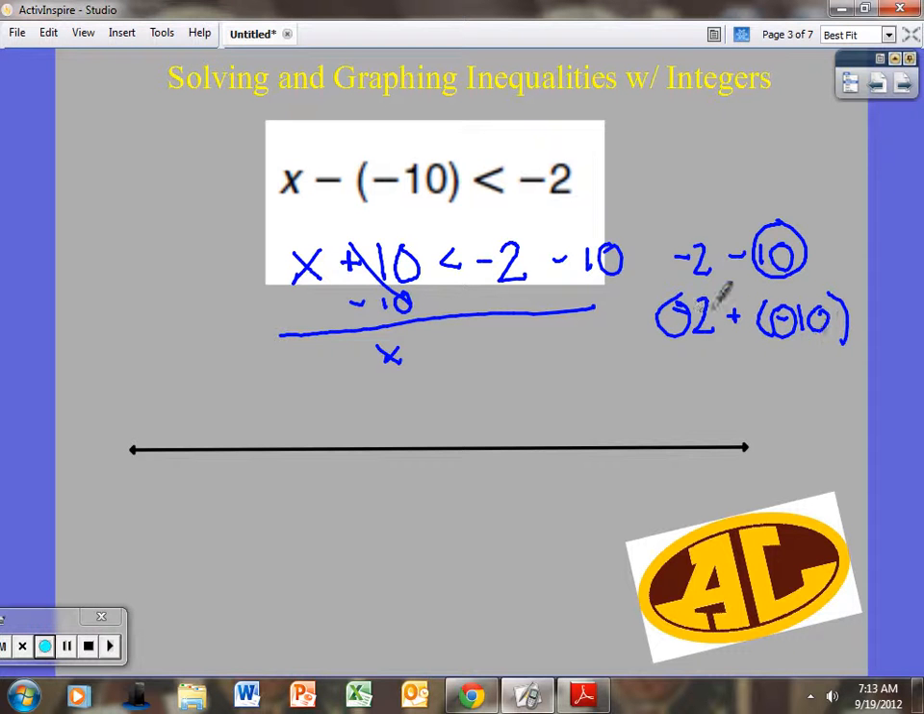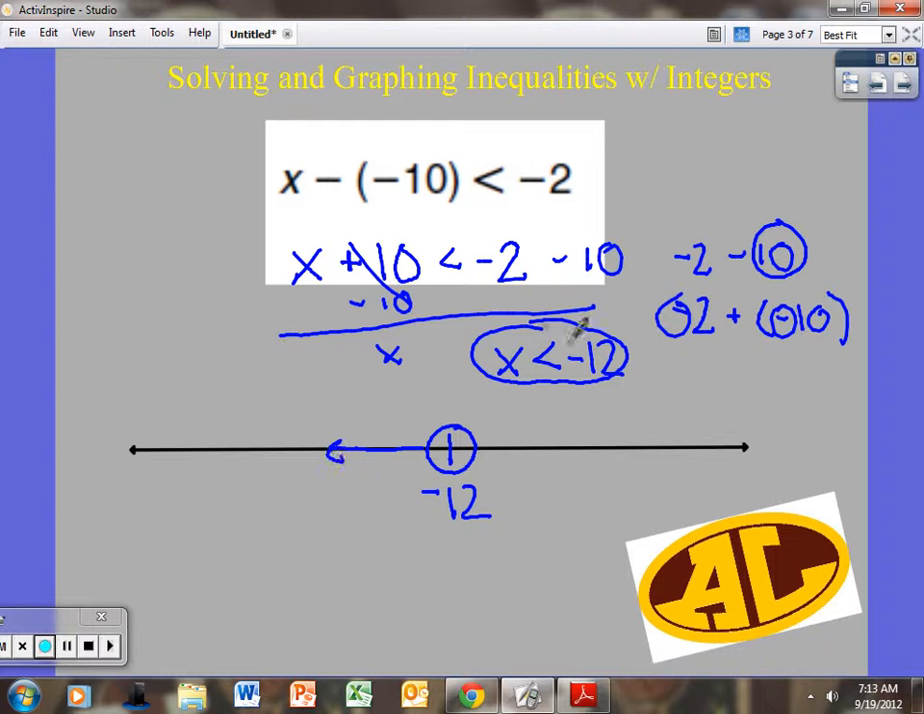I owe you $2. Now you owe me $10. Now I owe you $12. So owing is a negative. So now I go back to the original inequality. It says x must be less than -12. So there's my solution after all that mumbo jumbo. -12 is not included in the solution set, so it's an open circle. And it says less than, so I graph to the left.